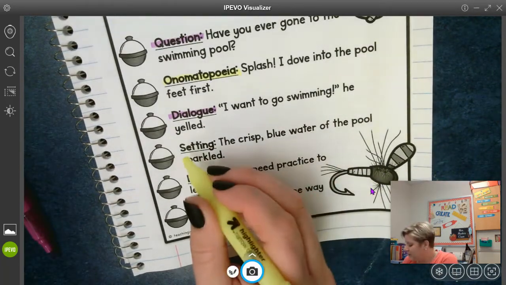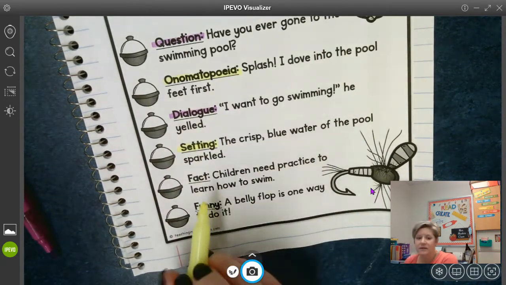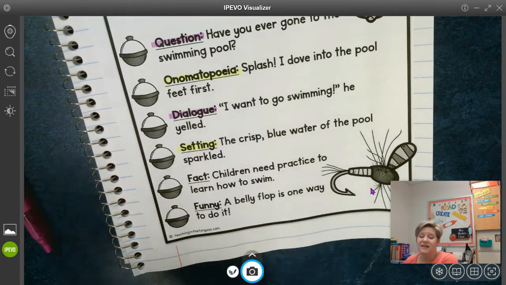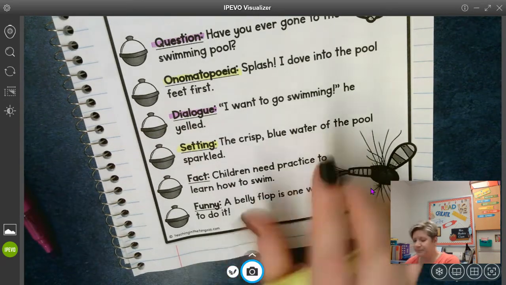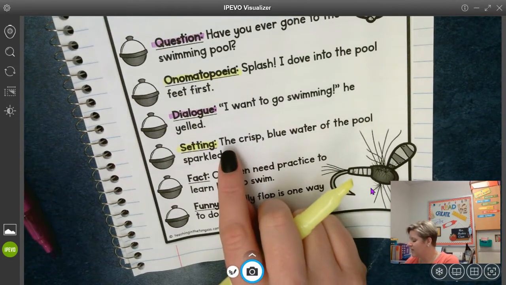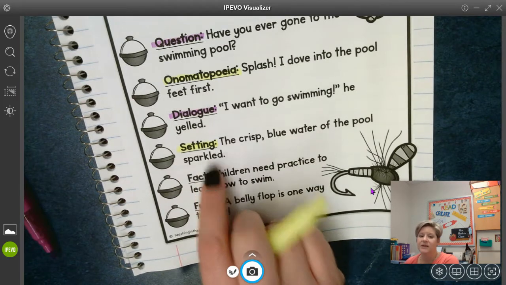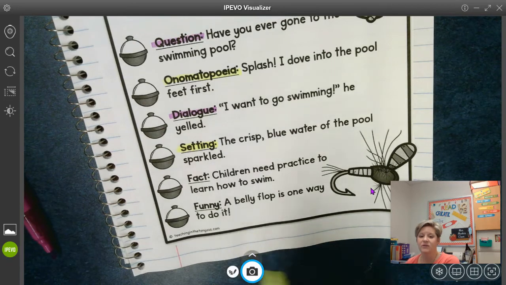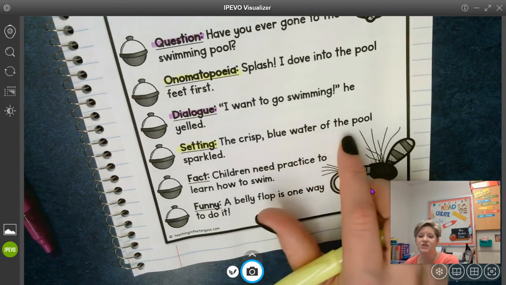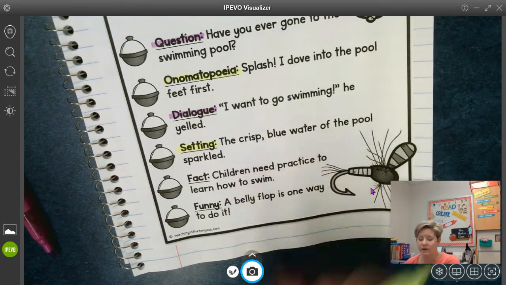Next, you can try starting off by giving a setting. A setting is great for like if you have a haunted house or a spooky story to kind of get your readers interested. But here in this example, it says, "The crisp blue water of the pool sparkled." So they give a lot of description words about where they are and what the setting looks like. So we can imagine that we are sitting at the pool with the crisp blue water.